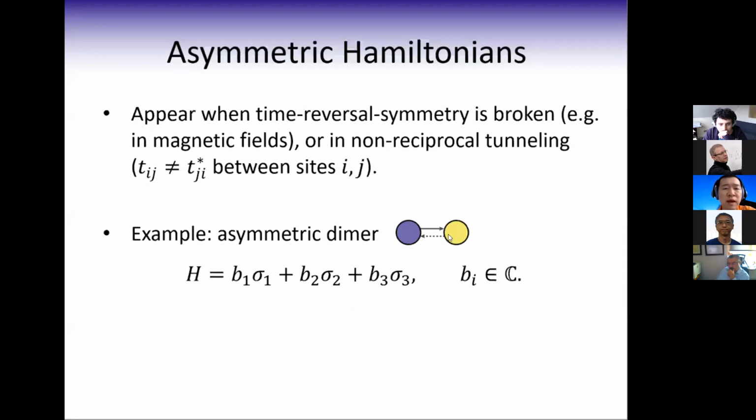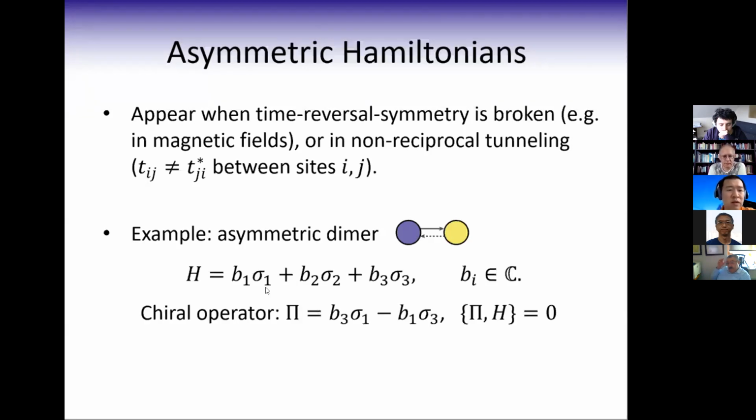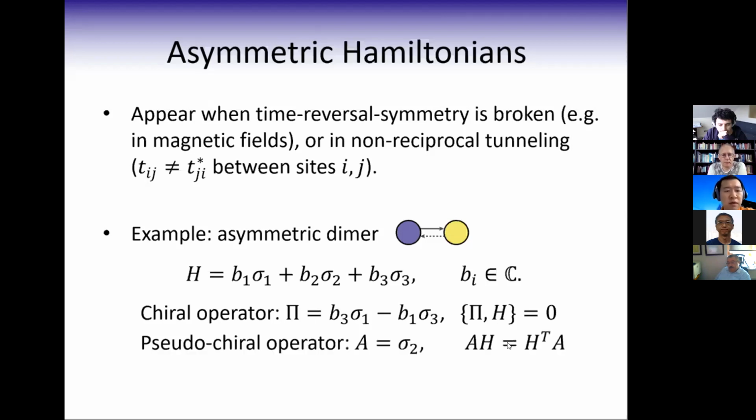One simple example of such a system is shown here on the bottom. Here the purple side and the yellow side are two, say, waveguides or optical cavities, and we realize some kind of coupling between them, and the Hamiltonian is written this way. B1, B2, B3 are just three complex constants, and the sigmas are the 2x2 Pauli matrices. If you do a little bit of algebra, we're going to see that the system has chiral symmetry, given by this operator over here, so this chiral operator anti-commutes with our Hamiltonian. It also has a pseudo-chiral operator given by the second Pauli matrix. Then we have AH equal to H^T times A. I think I missed a minus sign over here.